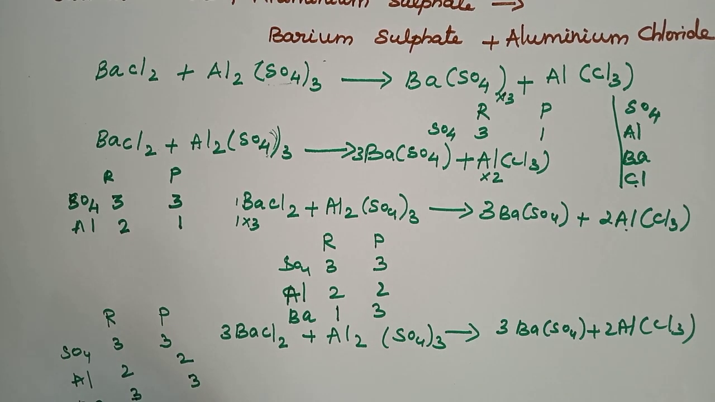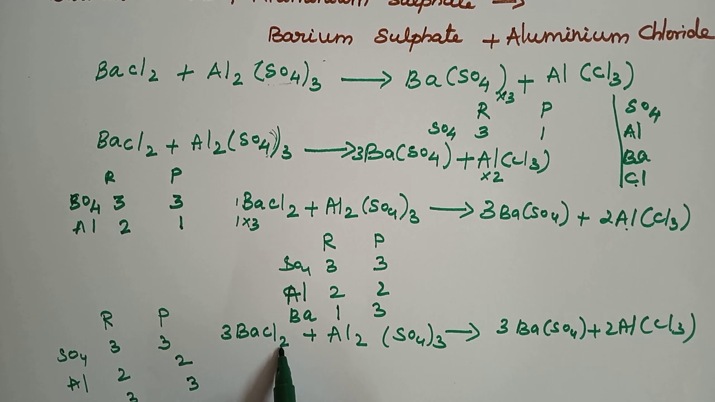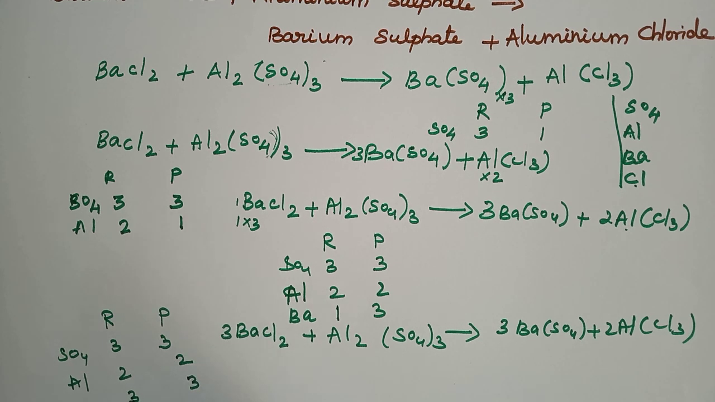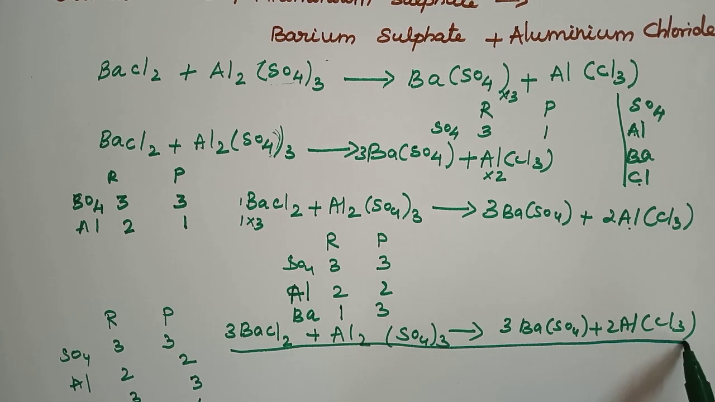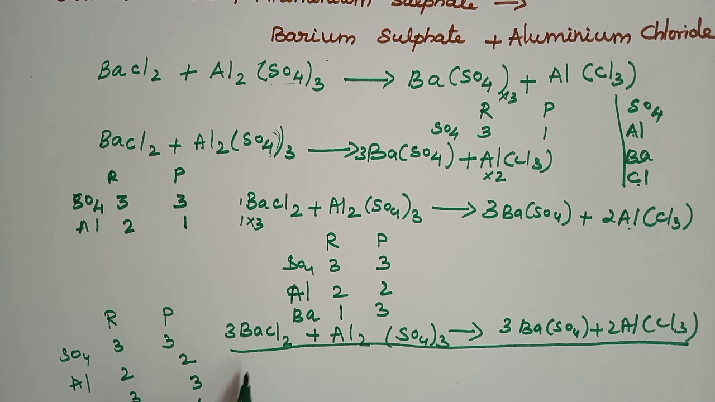Chlorine. Remaining we have chlorine. So how many chlorine do we have here? 2 into 3, how many? 6. This side also 2 into 3, so 6. So totally the equation is balanced. So we got a new balanced equation. This is the way we have to balance the equation.